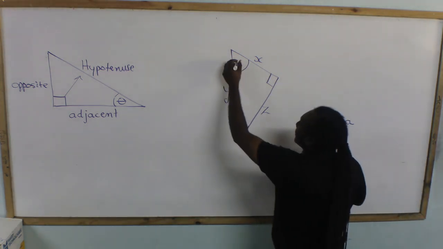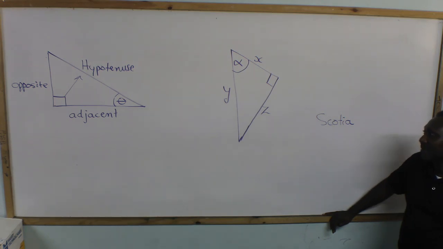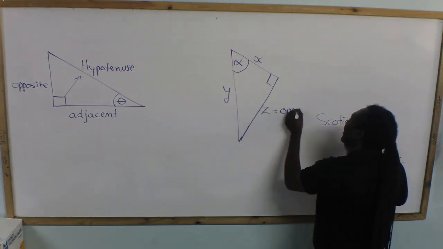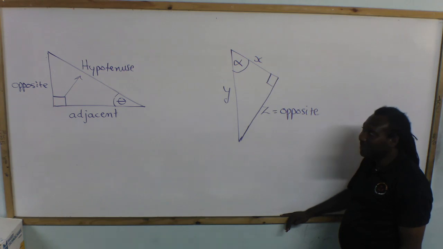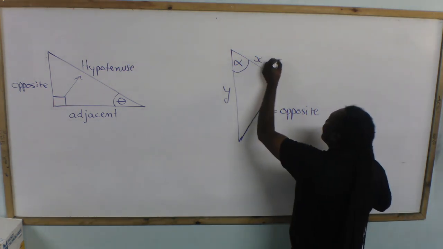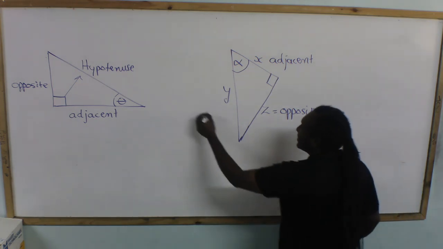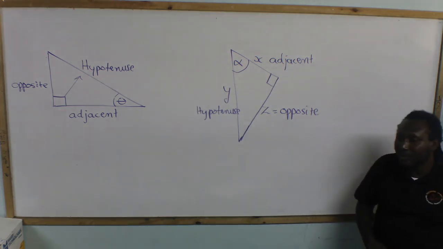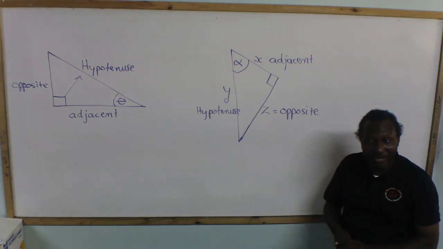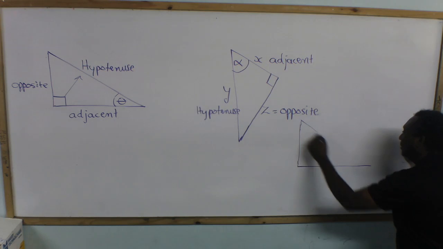In this particular case, this angle is alpha. Which one is opposite to alpha? Which one is adjacent to alpha? Which one is the hypotenuse? Right. Before you can even start thinking about trigonometry, you must be able to look at a right angle triangle and tell which side is what we are talking about.